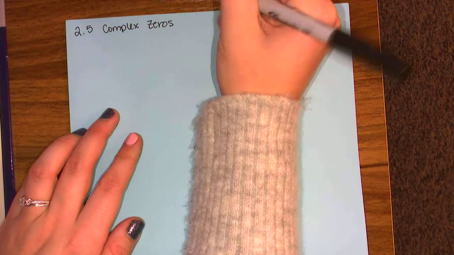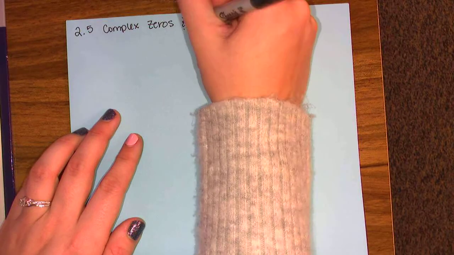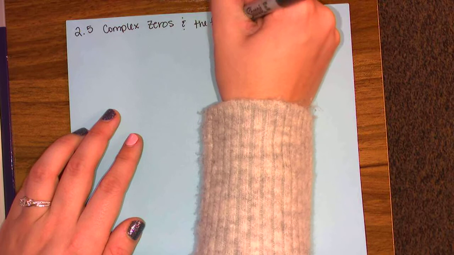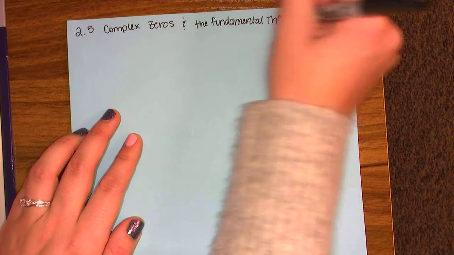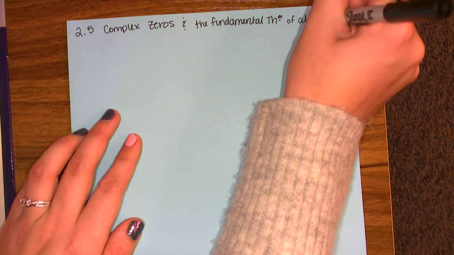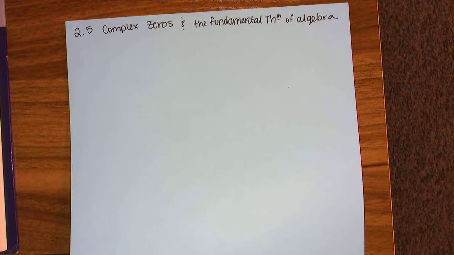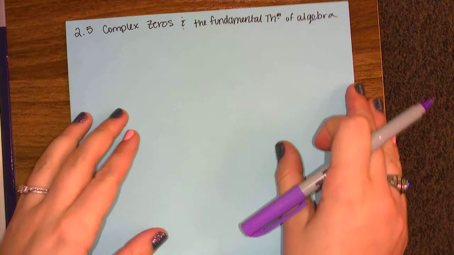So this section is complex zeros. So we're dealing with i again, and the fundamental theorem of algebra. So we have a couple more major theorems here. So the first one is the fundamental theorem of algebra.